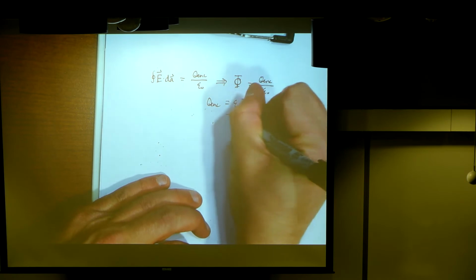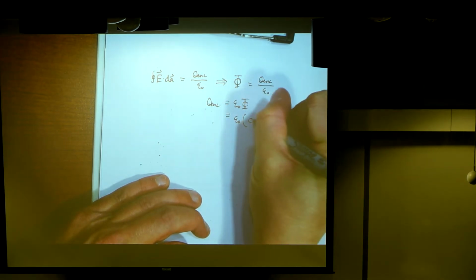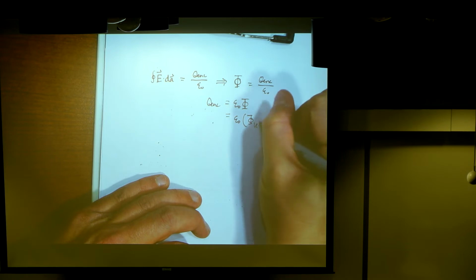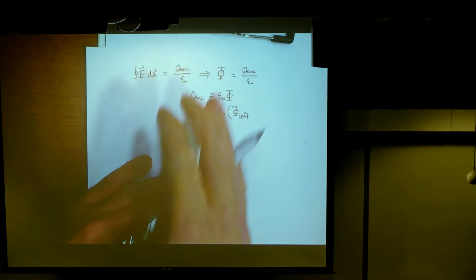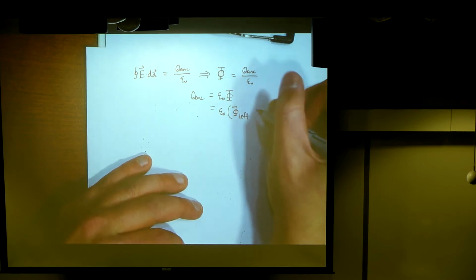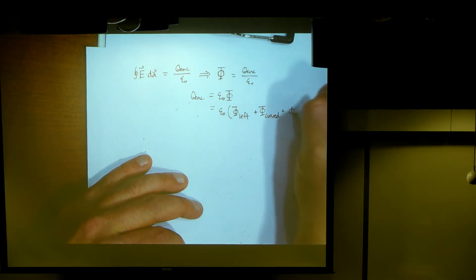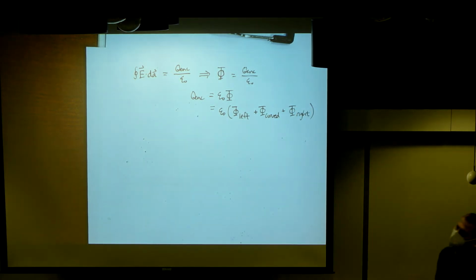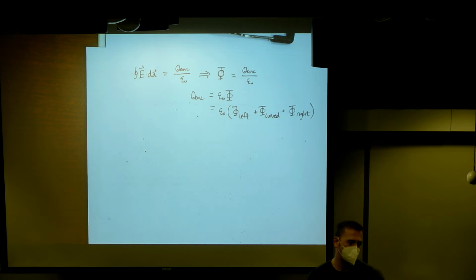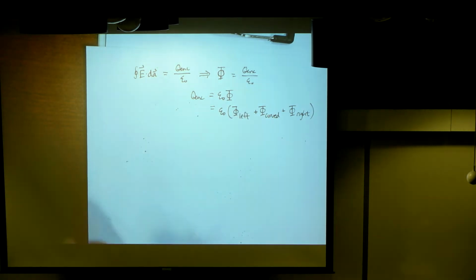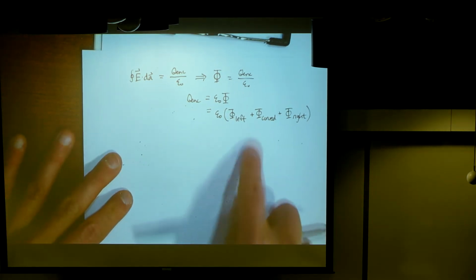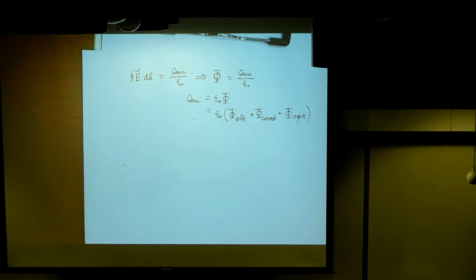Okay, so I have epsilon naught times the flux going through the left end cap of the cylinder, so I'll write that as phi left. I have the flux through the curved part, and then I have the flux through the right end cap. And since I'm talking about a closed surface, I need to include all of that to have a fully closed surface at the end of the day. Now, one of these three in this problem is going to equal 0. Will you tell me which one of these three is going to equal 0?